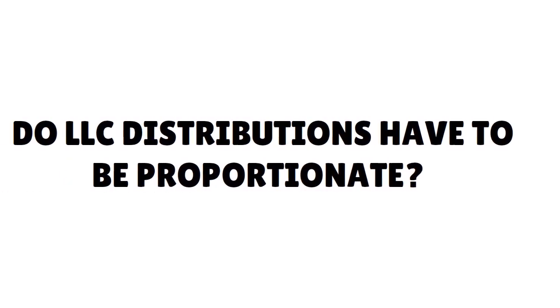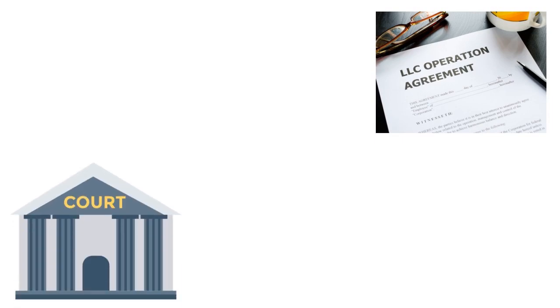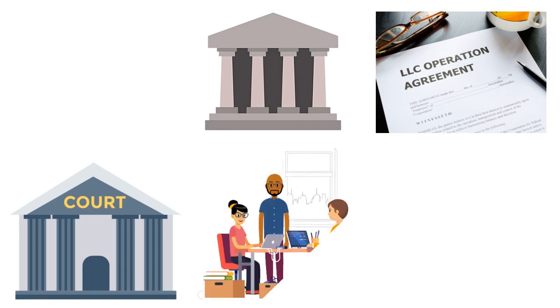Now, do LLC distributions have to be proportionate? Not always. Everything depends on the operating agreement. This is the quintessential document you need to pay attention to. Everything that the members have agreed on, the court and the state authorities will honor. This is why it's essential for an LLC, whether it is a multi-member or a single member, to have an operating agreement.